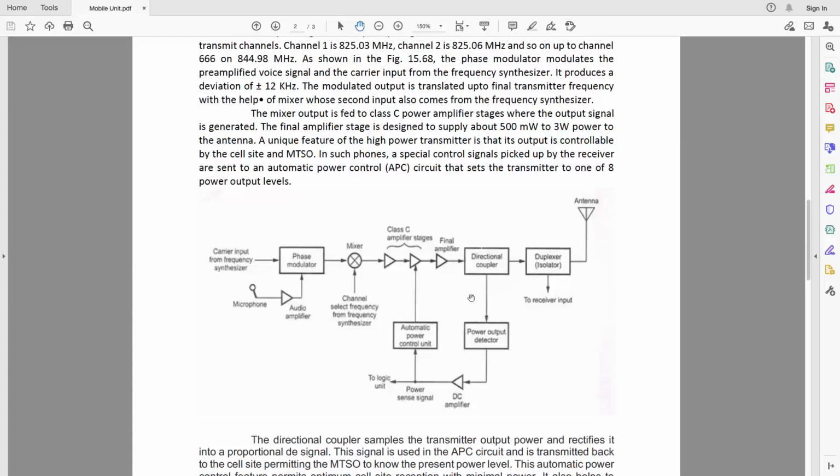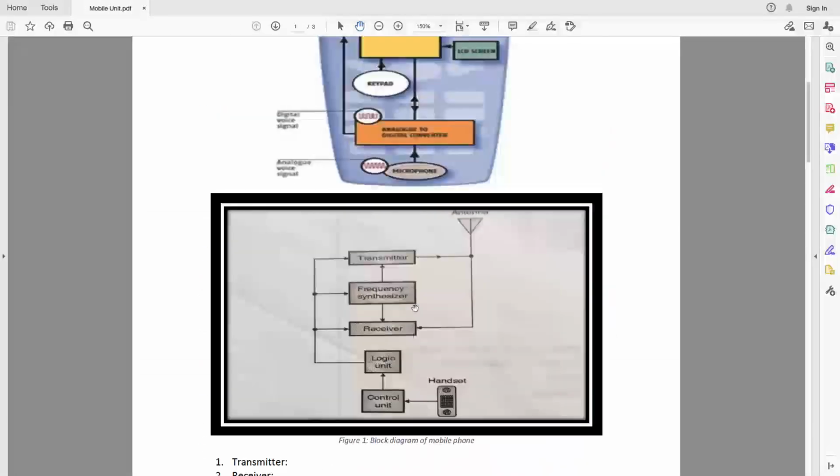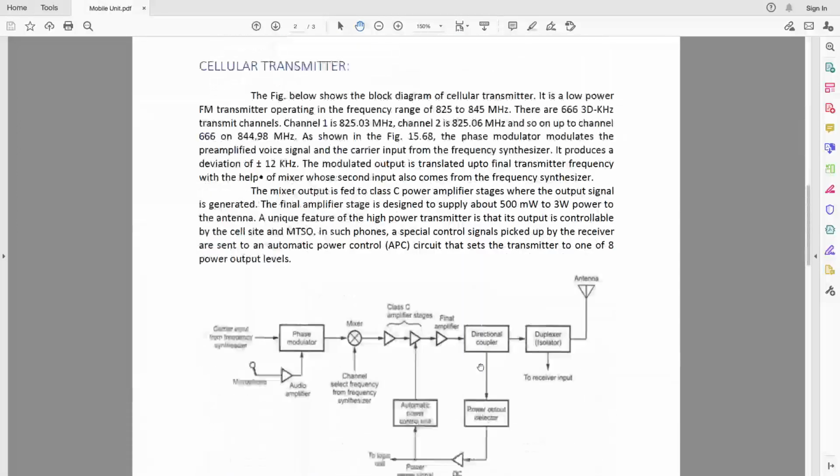Means the mobile continuously receives the signal strength from the base station, and according to that signal strength it automatically adjusts the transmitted power. That's why these two units are the feedback elements. Again, this feedback signal is applied to the logic unit, and we have already seen the function of the logic unit. The logic unit is responsible for taking various decisions which are required for the smooth working of the mobile handset.